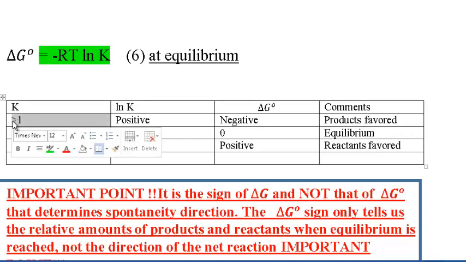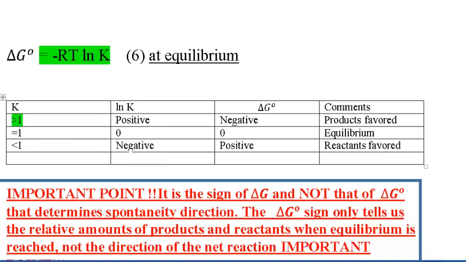So I just made this table to tell you that if your K is greater than one, we know from our previous lectures that the reaction favors the product side. And if K is greater than one, the natural log is positive. But looking at that negative sign here, you'll find that the delta G naught is going to be negative, so the products are favored. If K equals 1, then you're at equilibrium. For every forward reaction, there's a back reaction. And if your K is less than one, the reaction actually favors the reactant side.